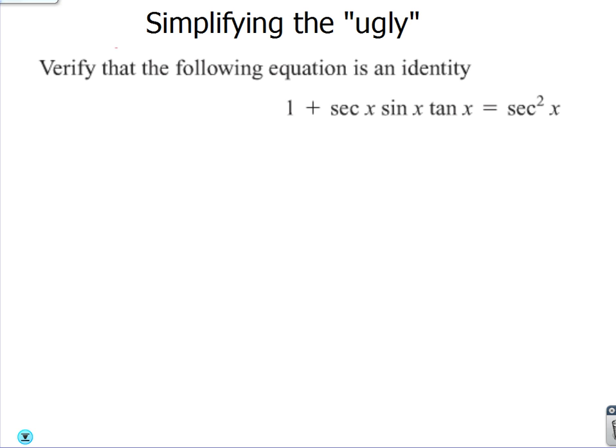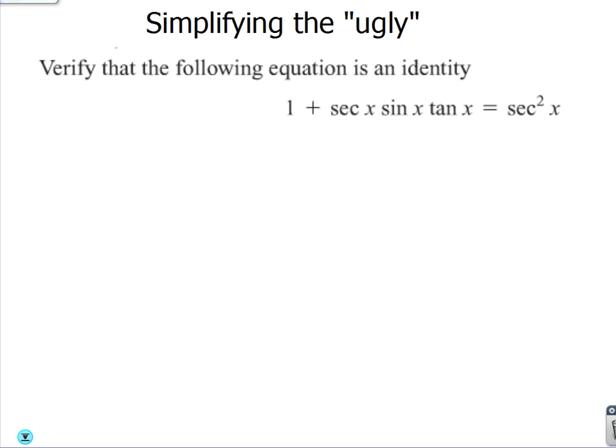And these are going to turn out, like I told you the other day, with the whole simplifying thing, they're kind of like puzzles. It's trying to get from point A to point B, trying to figure out how to do it. And we actually start out with a proof here. It says, verify that the following equation is an identity. We're going to try to prove it.